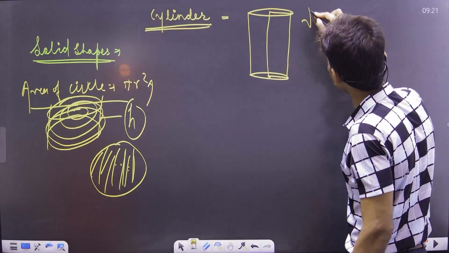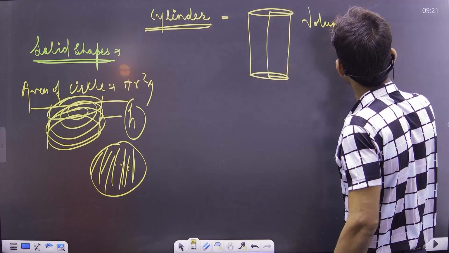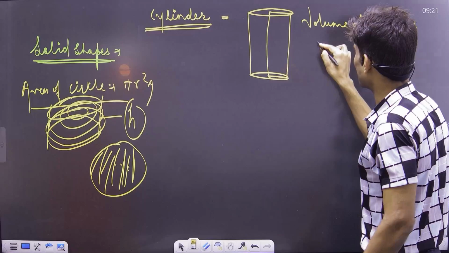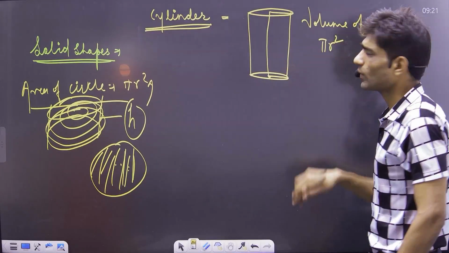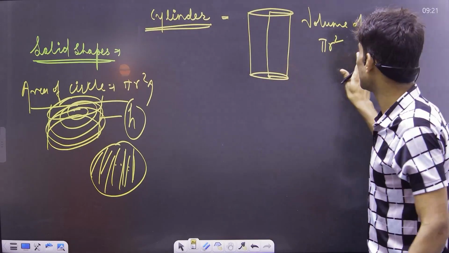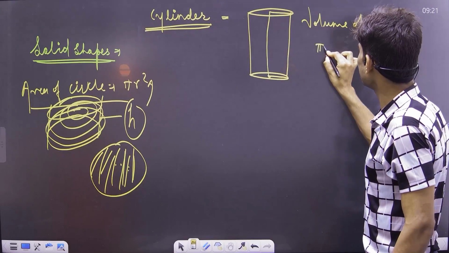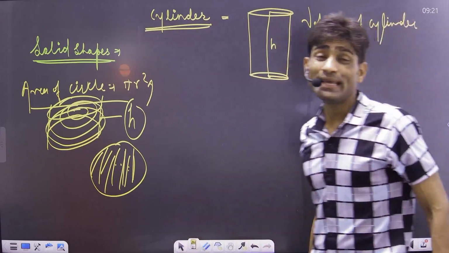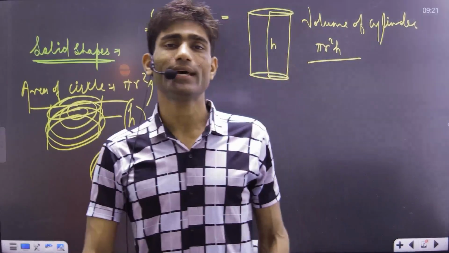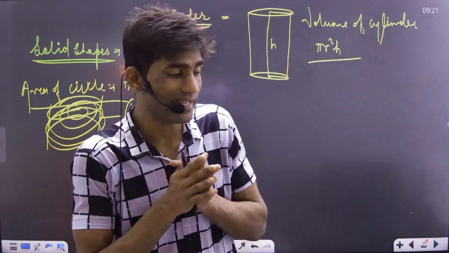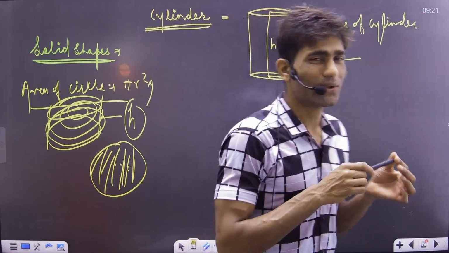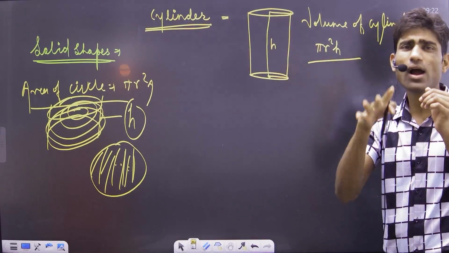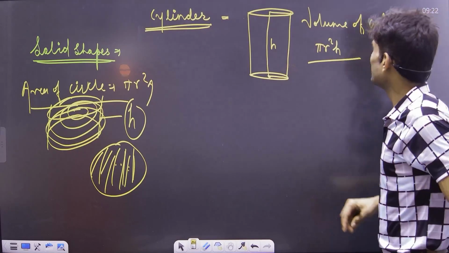Now let me write the volume of a cylinder. Volume of a cylinder, we know the area of a circle is pi r square. But we got one extra factor. What is the extra factor? We have here height, which is the extra factor on the area of a circle, then we get the cylinder. I hope you all have understood the meaning of the volume of a cylinder. How can we remember it? The volume of a cylinder is the area of a circle times the height.